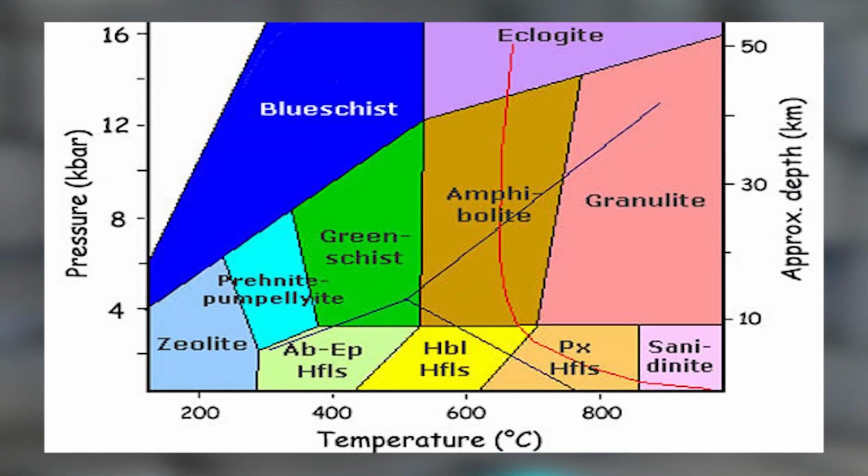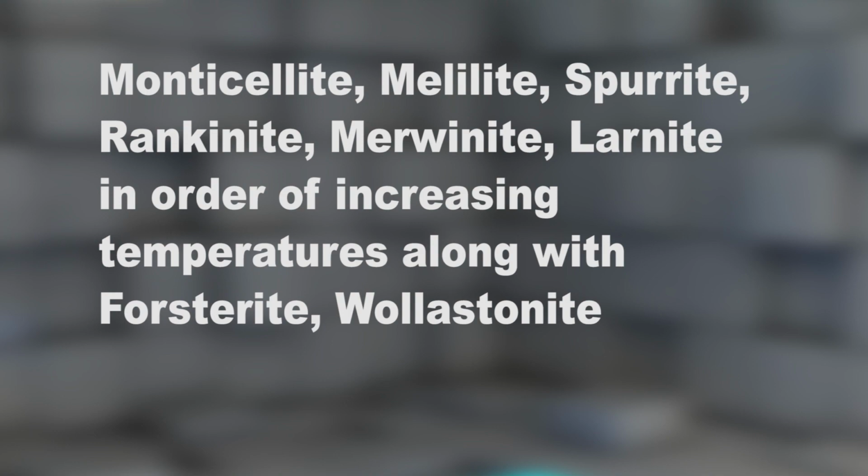Cyanidinite facies show interesting and unusual features of mineral assemblages in calcareous assemblages or calcsilicates, and high temperature minerals are present such as monticellite, millilite, spurrite, runkinite, marvinite, larnite in order of increasing temperature, along with phosphorite, wollastonite, etc.